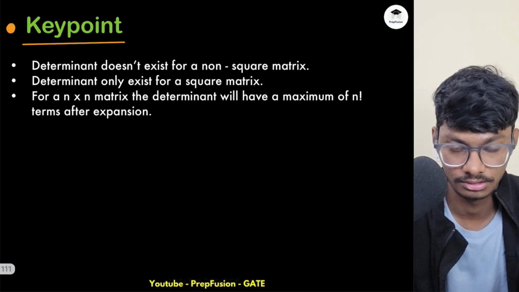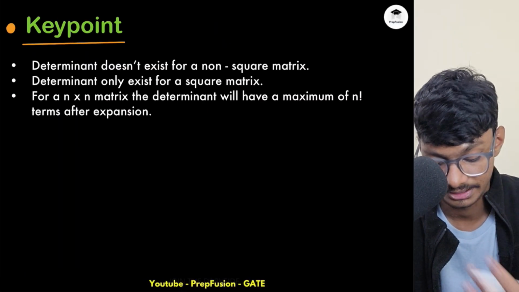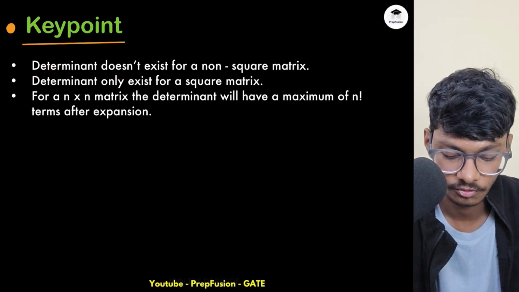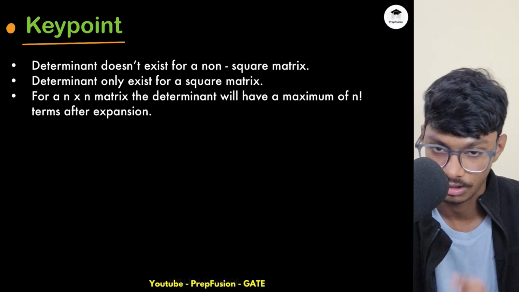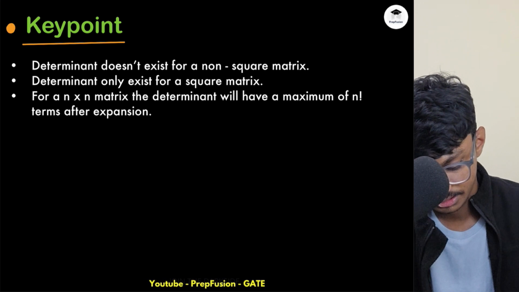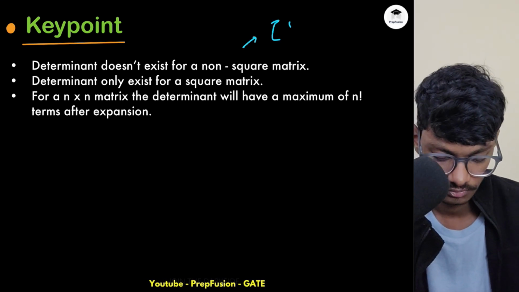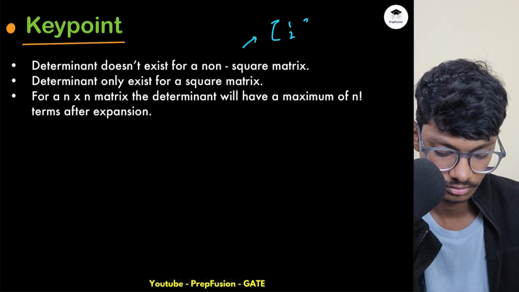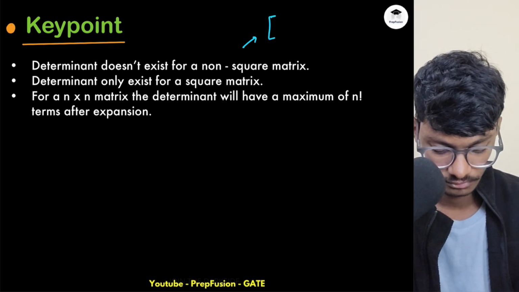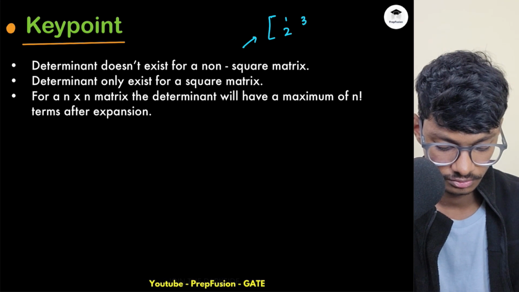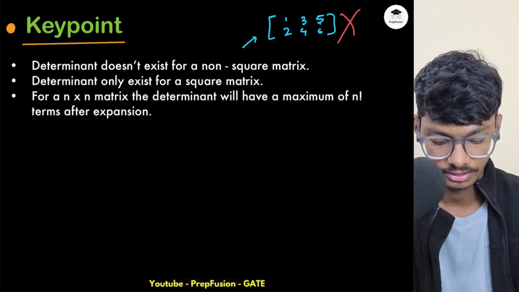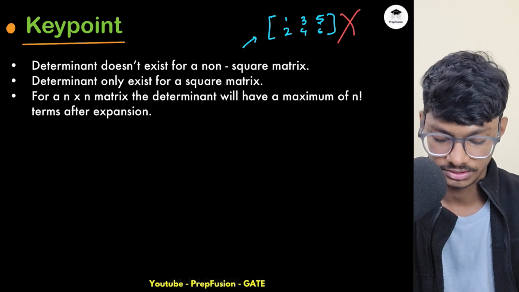Now let's read a few key points about determinants. The first, very important point: the determinant doesn't exist for a non-square matrix. For a matrix like this, 1 2 3 4 5 6, the determinant does not exist, so we can't find the determinant of this matrix.